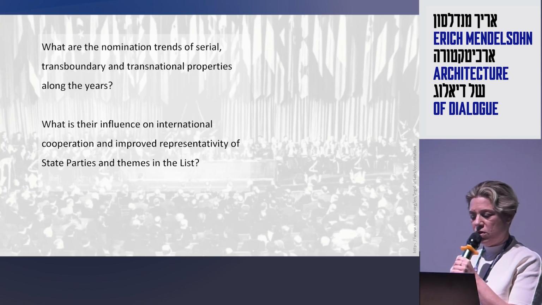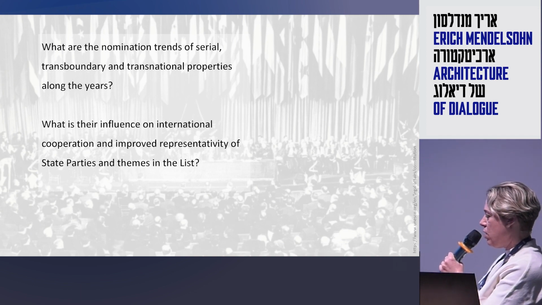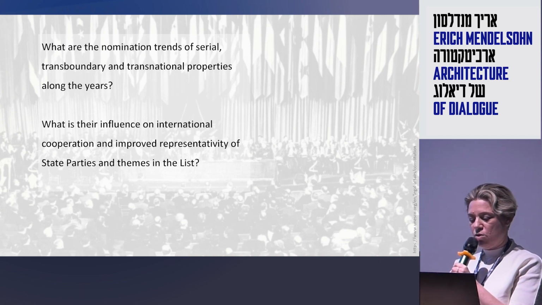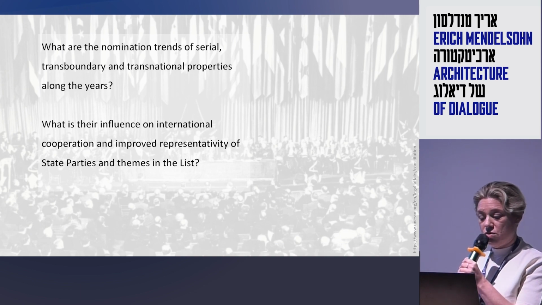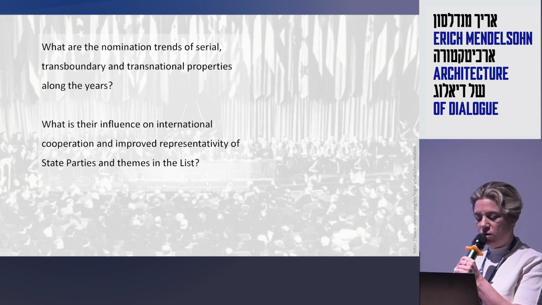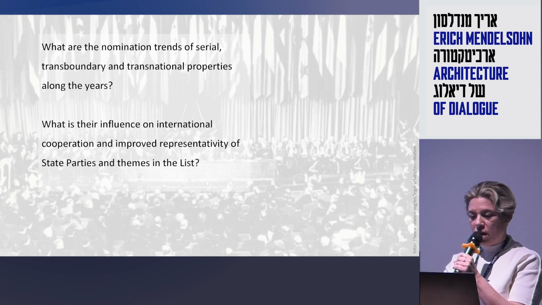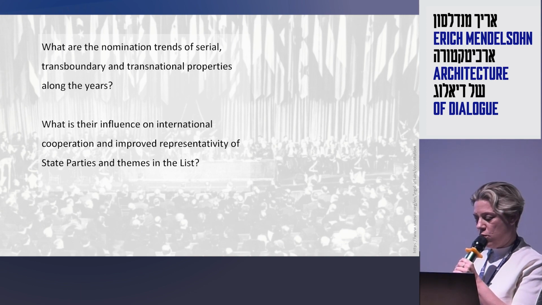After this short introduction, it is the place to ask, first, what are the nomination trends of serial, transboundary, and transnational properties along the years? And second, what is their influence on international cooperation and improved representativity of state parties and themes in the list? Next slides will show different analyses to try and answer these two questions.